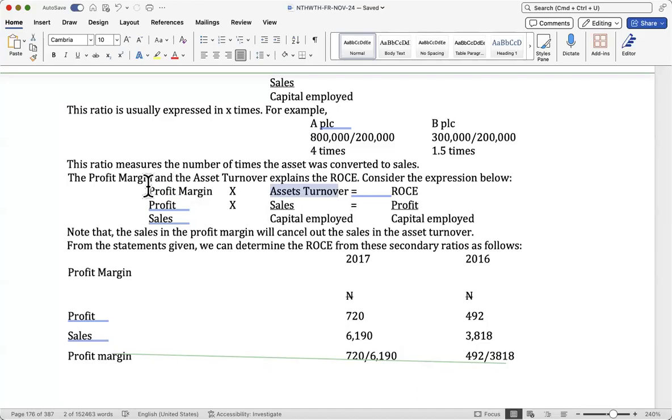Because for you to have a high profit margin, it's usually because you have a high selling price. For you to make a lot of profit on every one naira of your sales, your selling price was high. You added a lot of profit on the costs. So you are selling very high. And in ECN 101 economics, when your selling price is very high, what happens to the quantity demanded? It decreases, which is represented by asset turnover.